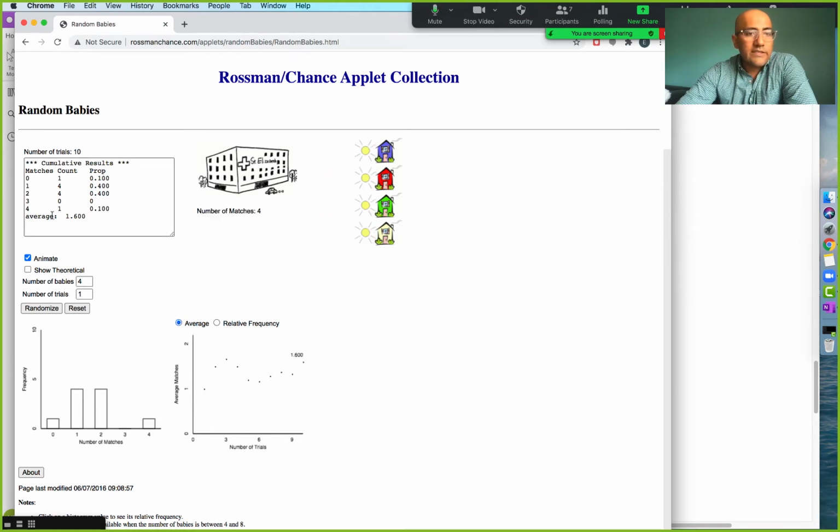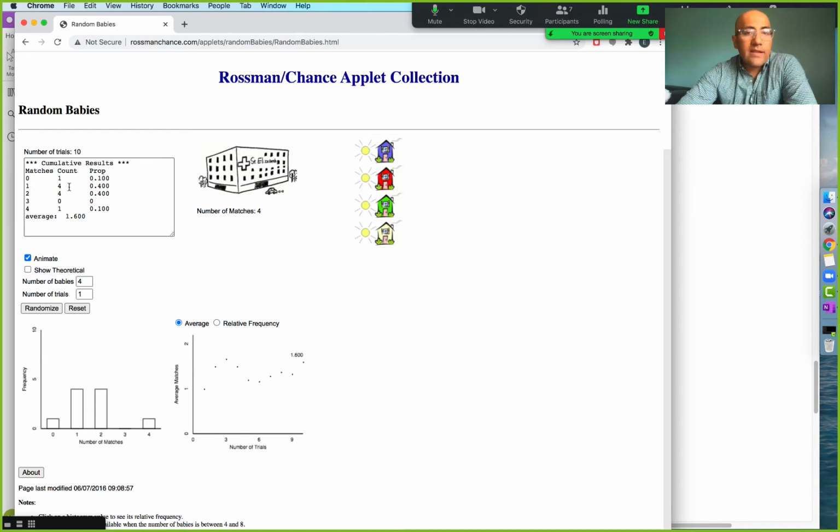Also, this little table up here is keeping track of everything. Oh, and look, we finally hit a perfect pitch here. Everybody got their correct baby. Good. So this thing is keeping track of what's going on. So far I've done it 10 times. Number of trials, 10. So I've repeated this process 10 times, and so far out of the 10, only one time I had 0, only one time I had all 4, 4 times I had 2 correct babies, and 4 times I had 1 correct baby.